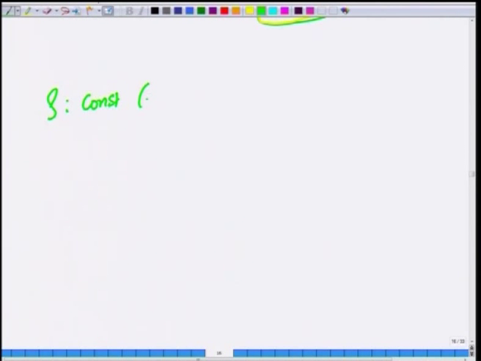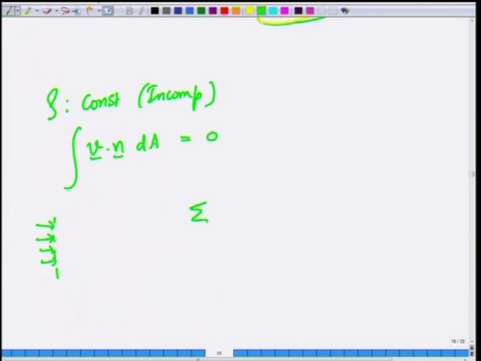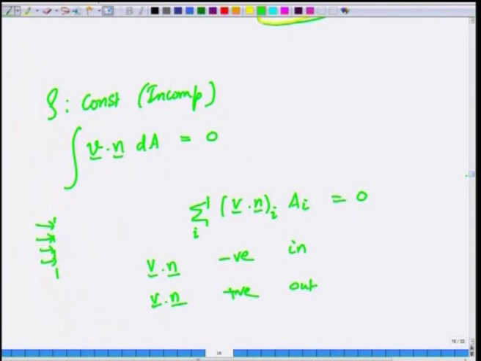And for an incompressible fluid, rho is constant, and so the mass conservation equation simply becomes the integral of v dot n dA is 0, and that is the simplest form of the mass conservation equation. If you assume uniform velocity at the various inlets and outlets, then you will get the summation of v dot n times A over i, where i is the ith inlet or outlet, and notice that v dot n is negative for inlets and v dot n is positive for outlets. And this is the simplest form of conservation of mass.